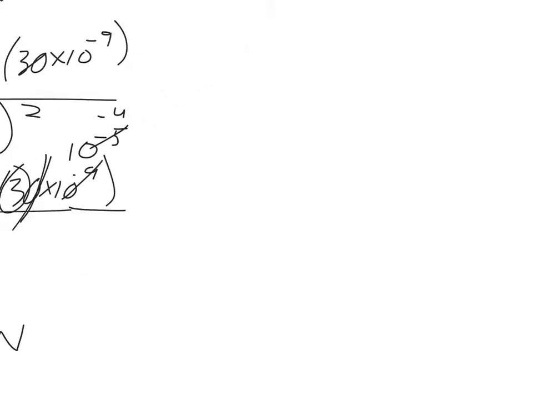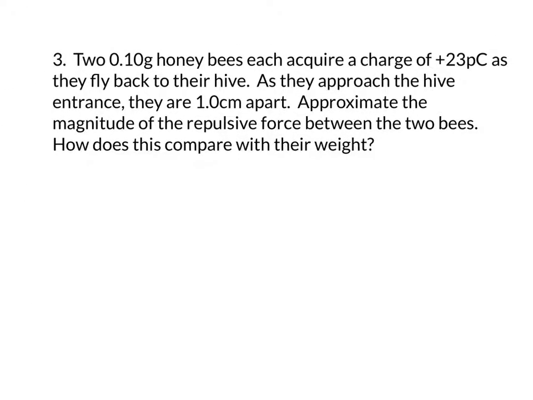Okay, here we go. We've got some bees flying through the air. They're rubbing up on flowers, which is how they've acquired some charge here. They both get the same charge, and it's both positive. So, of course, they're going to repel each other. And when they get back to the hive, they're very close. They're only a centimeter apart. We want to approximate. I love when this word is here, approximate. Approximate the magnitude of the repulsive forces. So we get to basically go by powers of 10.